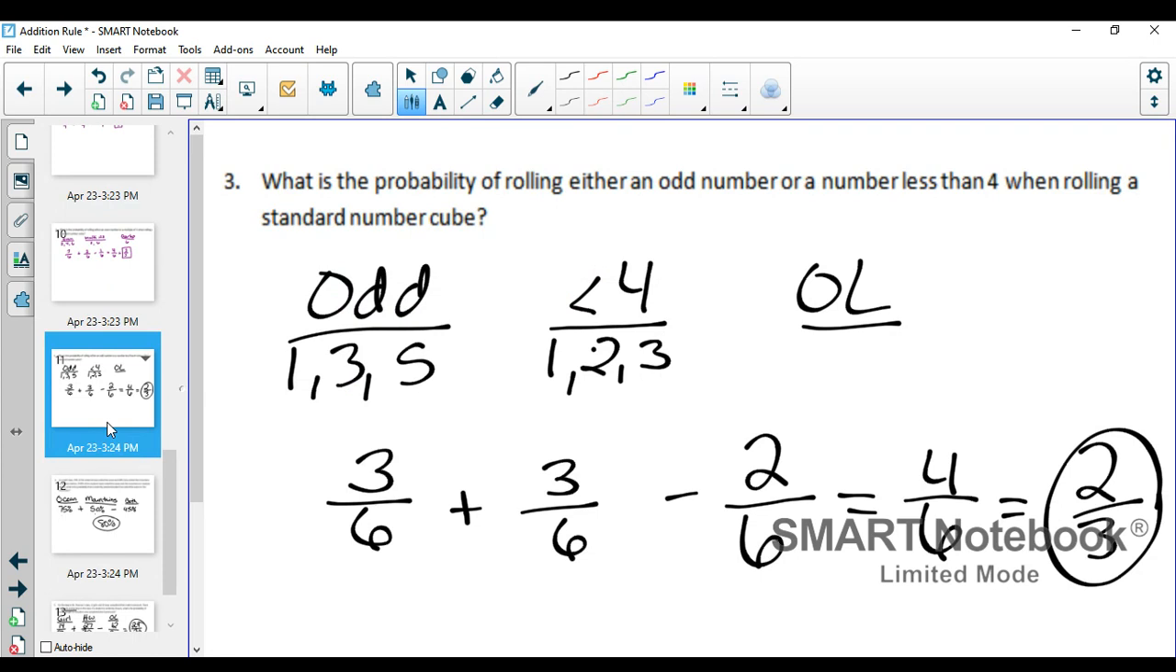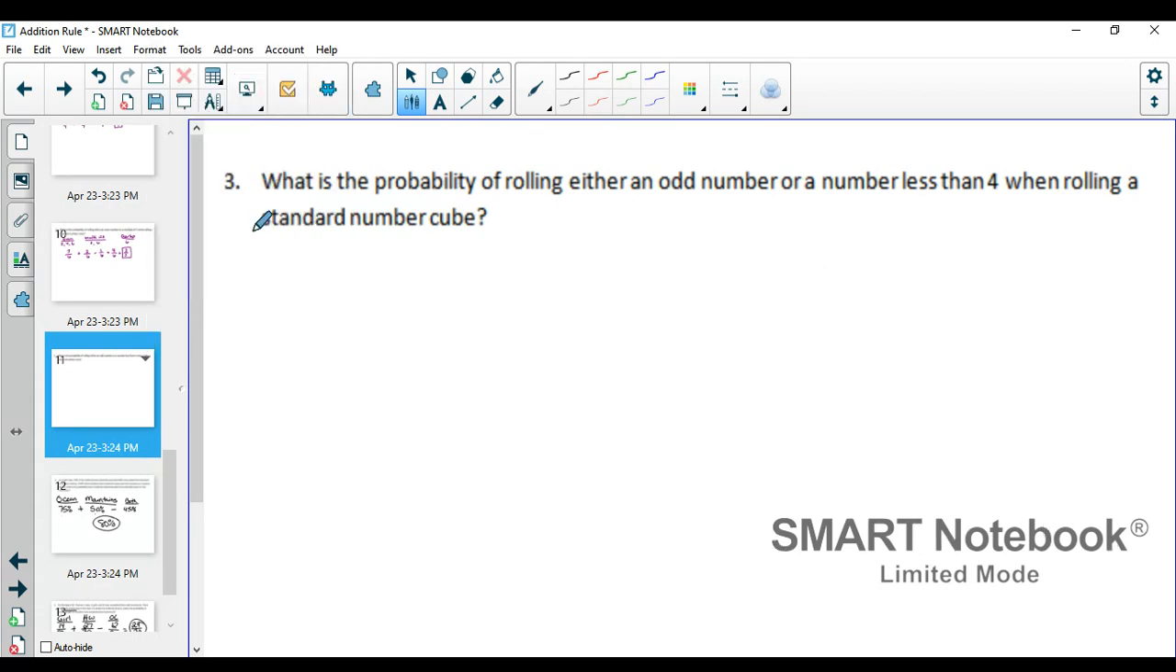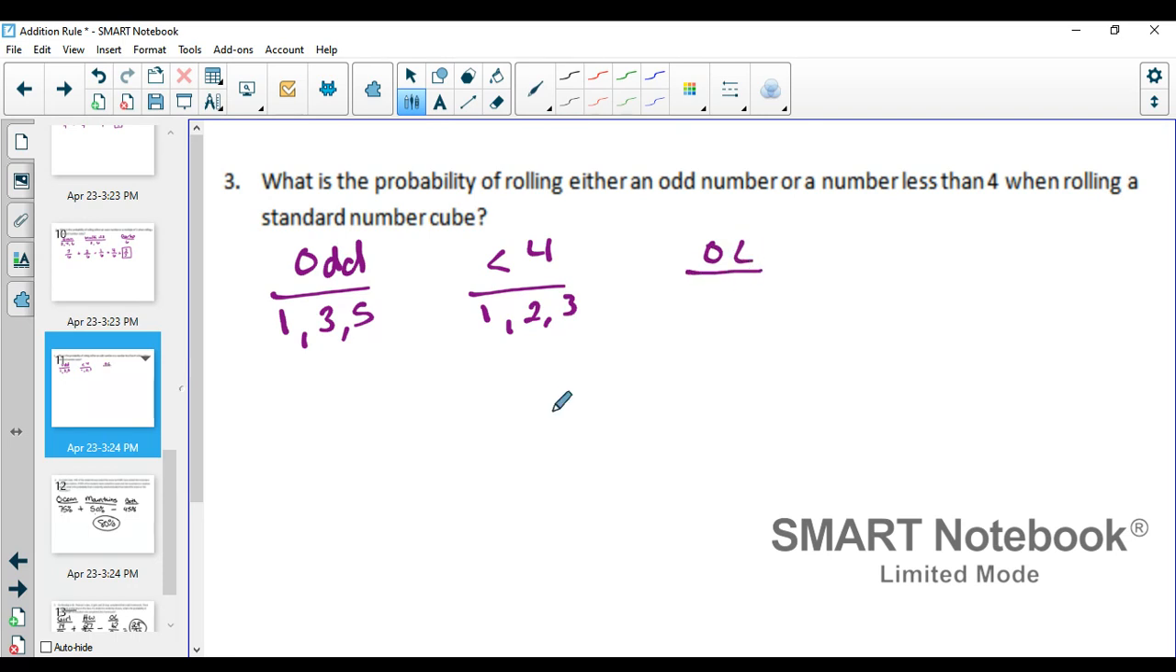So moving on. I don't know why I didn't erase these first. So we're going to find the probability of rolling either an odd number or a number less than 4 when rolling a standard number cube. All right, so odd numbers on a dice are 1, 3, and 5. And then less than 4 are 1, 2, and 3. And then their overlap. So they share 1 and 3 in common.